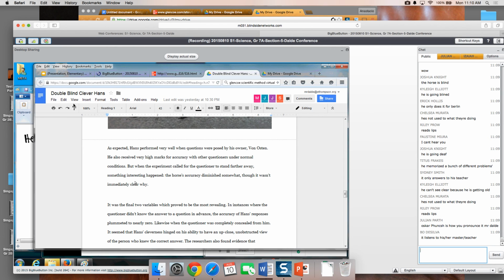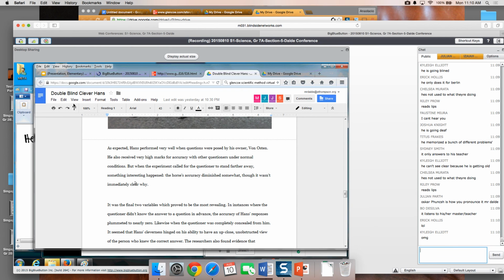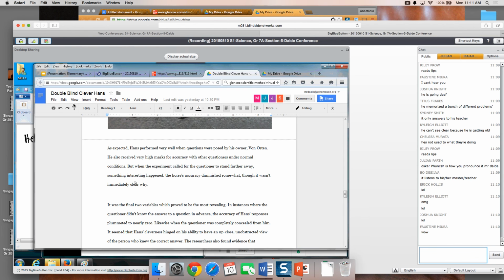So the horse never actually did math. He just watched everybody else get excited around him while he was tapping his hoof, and when they all got really excited, he stopped tapping. Well, I don't know. I never asked the horse what he really wanted, but I'm just saying that's probably what was going on. It was called the Hans effect.